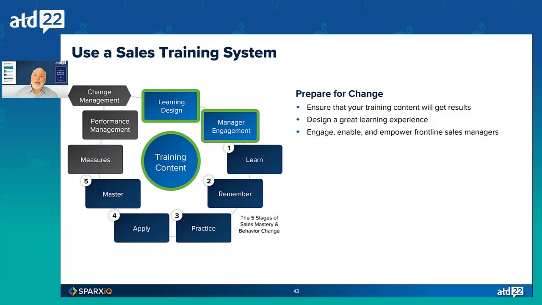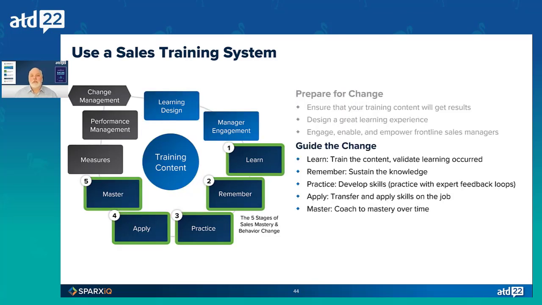Because if we know that we're teaching stuff that will improve performance, but we're not asking or holding our reps accountable to use it, that's a serious problem and a reason why so much training goes unused or doesn't produce results. So we need to engage, enable, empower, get buy-in from those frontline sales managers and have them understand what you're teaching, and then how to coach and reinforce it, which is this next stage, guiding the change.